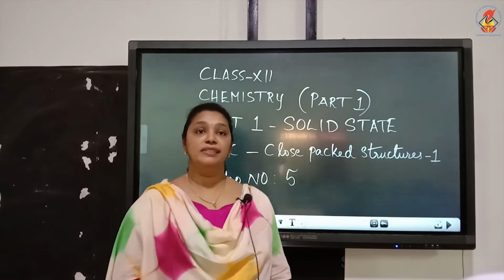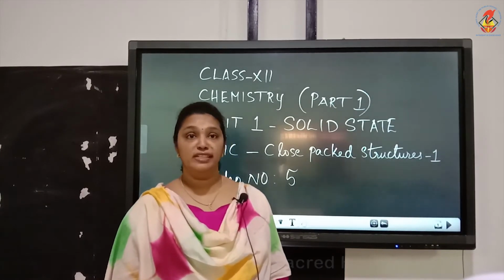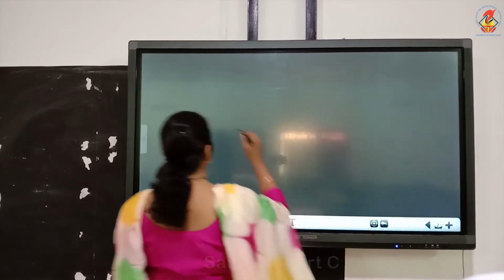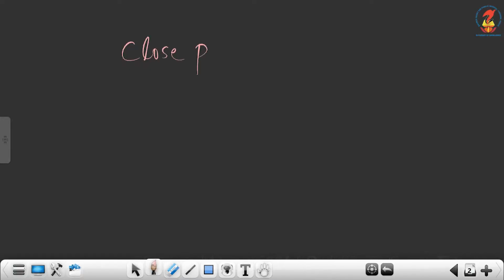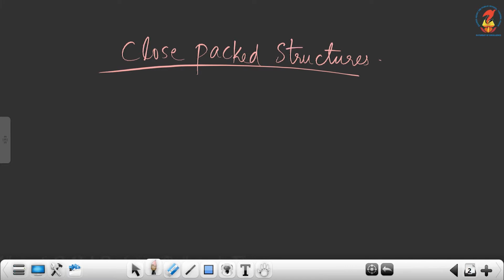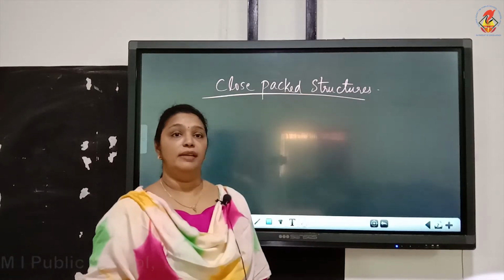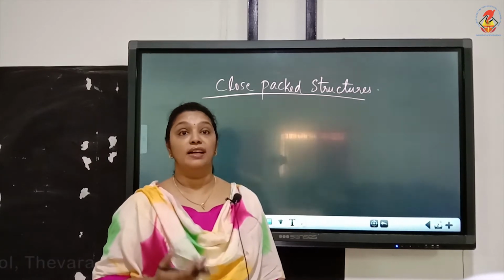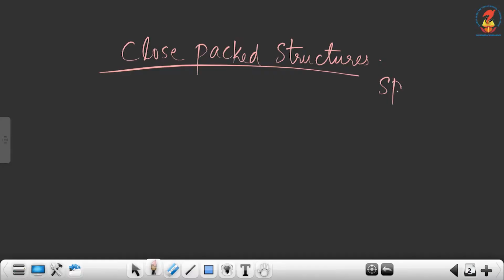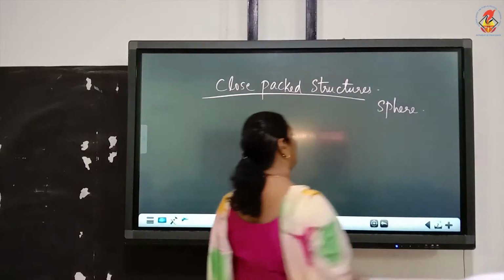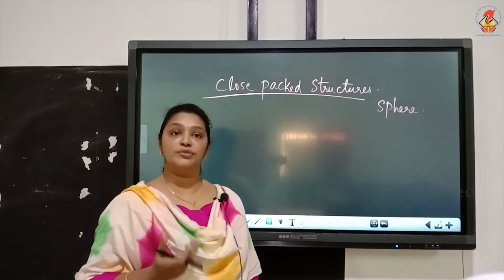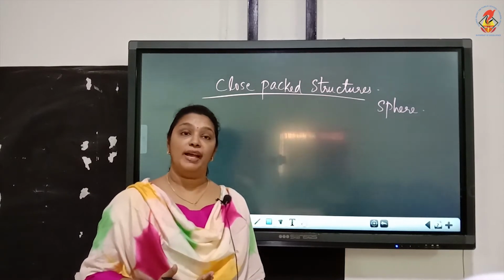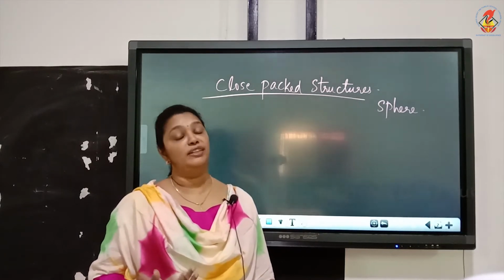In this video, we will discuss close-packed structures in solids. Now, when we study close-packed structures, we consider the constituent particle as a hard sphere. So, the constituent particles are considered as spheres. We can have close packing in 1 dimension, 2 dimension and 3 dimension.